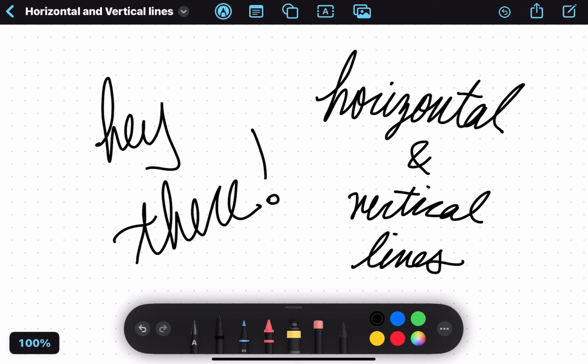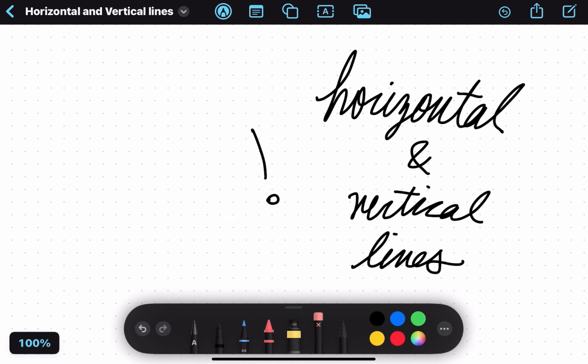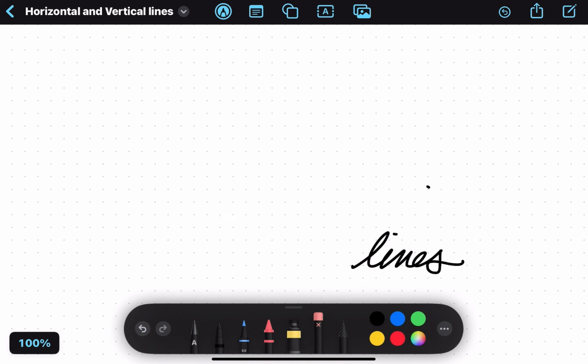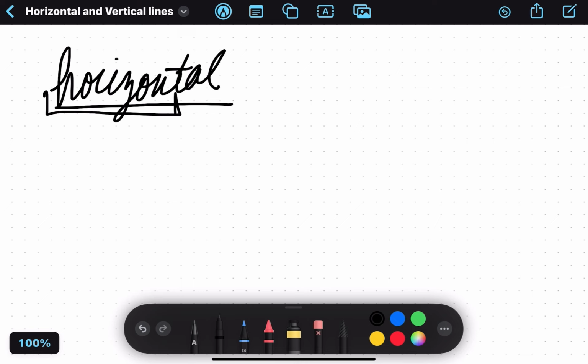Today we're going to be going over horizontal and vertical lines. Let's get started. So, I'm assuming you know what horizontal and vertical mean, but just in case, I'm going to go over it anyway. Horizontal sounds a lot like another word. Hint, it's in horizontal. Horizon.